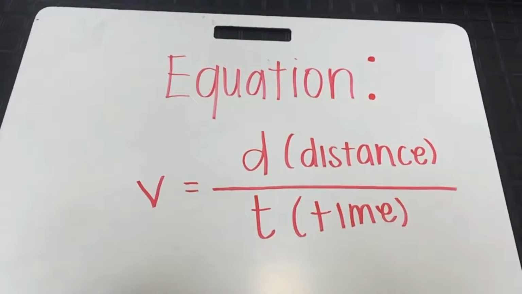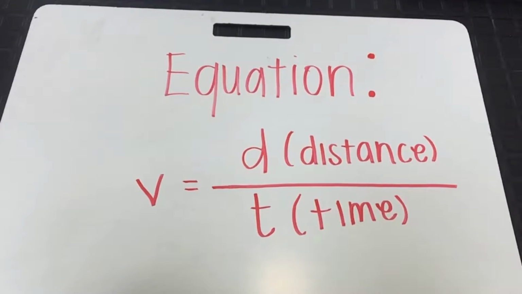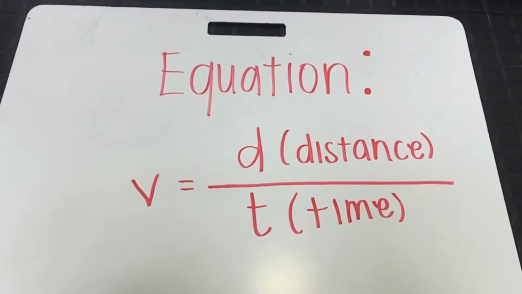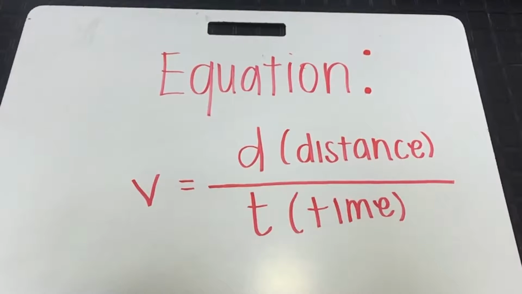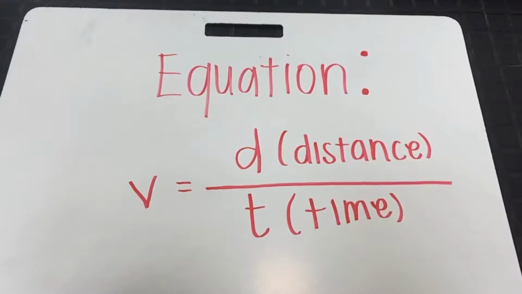And now, in order to calculate our wave speed, we will use the equation V equals D over T. D will demonstrate distance and T will demonstrate time. Lastly, we will calculate the wave speed by taking the distance and time of each trial.